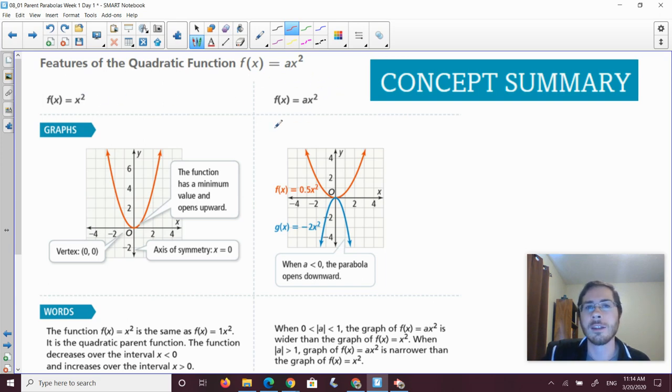We learned about what a does. If a is negative, it's going to flip it. If the absolute value of a is less than 1, it's going to make it a little bit wider, vertically shrinking it. And if a is bigger than 1, so here we have 2, even though it's negative 2, we can kind of take the negative and the number as different things, it's going to make it a little bit skinnier, vertically stretching it. And that would be everything for 8.1.